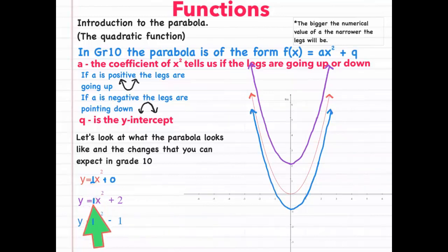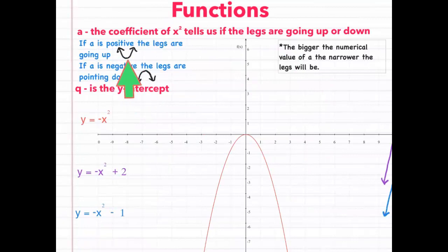What if this a is now negative? We know that the graph will be pointing downwards. Now here we are going to just be reminded of what the a is. The a is the coefficient of the x squared, and that tells us if the legs are going up or down. If a is positive, the legs are going up, like our previous examples. If a is negative, the legs are pointing down, and that's what we will look at today in this part of the lesson. q is the y-intercept.